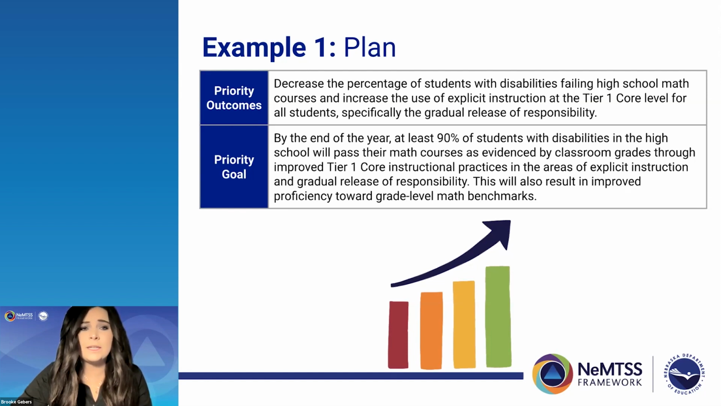The 7-12 math team set a priority SMART goal that by the end of the year, at least 90% of students with disabilities in the high school will pass their math courses, as evidenced by classroom grades. This will be achieved through improved Tier 1 core instructional practices in the area of explicit instruction and gradual release of responsibility. These efforts will also result in improved proficiency toward grade level math benchmarks.